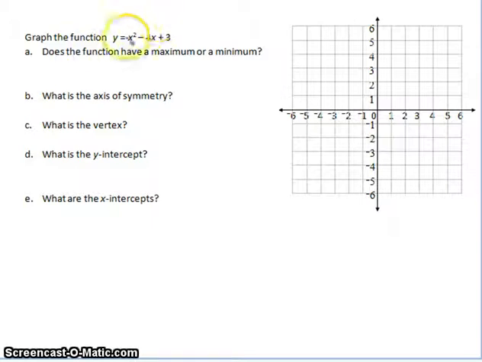Now, if we look at this particular function, y equals x squared minus 4x plus 3, it is in the form of y equals ax squared plus bx plus c. Our a is found right in front of the x squared. In this case, we don't have a number; we have an understood 1. That 1 is positive, so our a is positive. This lets us know that if we were to graph this function, it would be a U-shaped parabola. A touchdown is what I used to call it last year, and so we have a minimum.